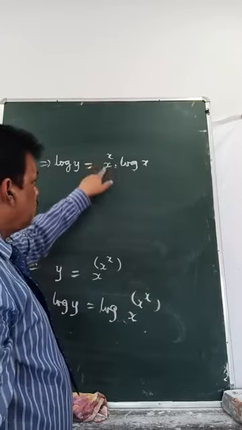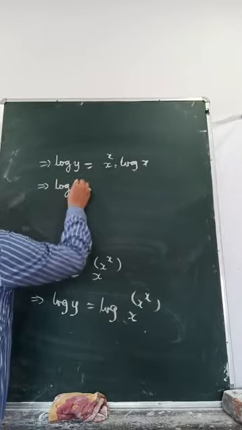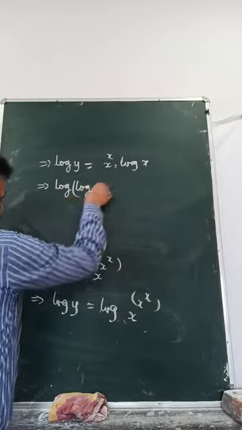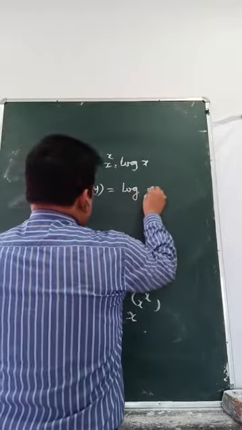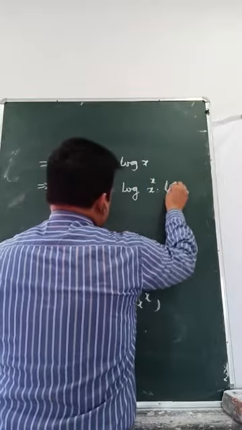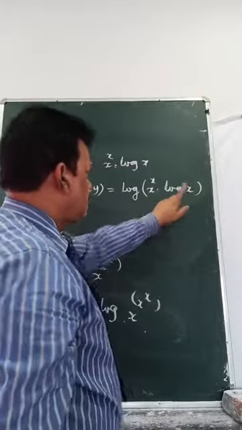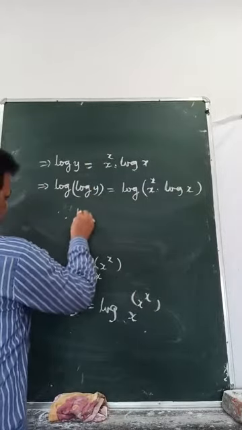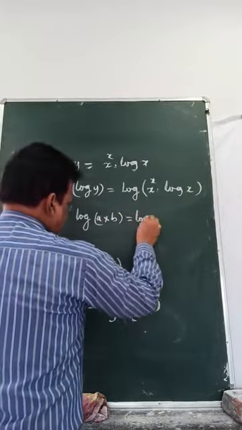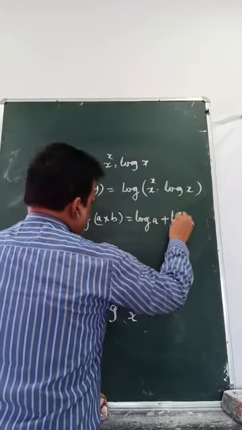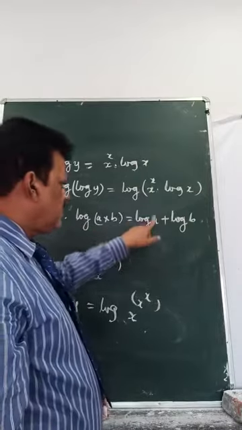Still there is a power, which means once more you have to take log on both sides. Log of log y equals log of x to the power x into log x. Okay, look here: log of a into b is log a plus log b.